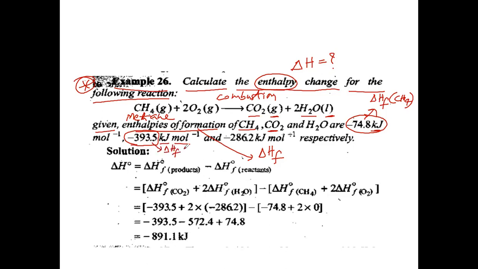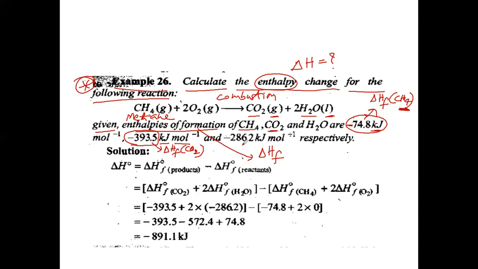What does the enthalpy of formation of CO2 mean here? When CO2 gas is formed from carbon element and oxygen element, how much heat energy is absorbed or released? Minus means released. 393.5 kilojoules of energy is released when CO2 is formed. And when methane is formed from carbon and hydrogen, 74.8 kilojoules of energy is released. That is the meaning of enthalpy of formation.